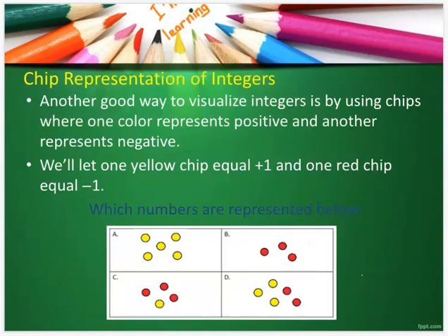All right, moving on to chip representations. Colored chips are a great way to represent positives and negatives. So one yellow chip will be +1 and one red chip will be -1. So what numbers are represented in those pictures below? Now, you don't want to say an addition sentence or a subtraction sentence, you just want to say the value that's being shown there. So think about that for a minute and then keep going and you'll see if you were correct.